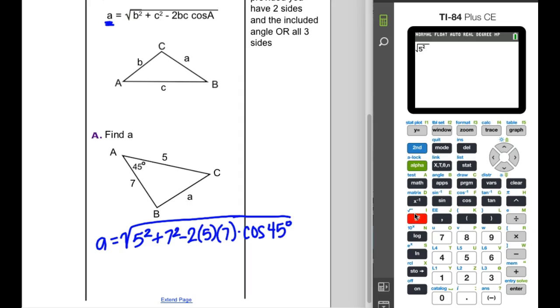So 5 squared plus 7 squared minus 2 times 5 times 7 times the cosine of 45 degrees, and we hit enter. The side length A, which is a lot shorter than yesterday because you just stuff it in the formula and you're done, is 4.95. I'm going to just leave it as 4.95. You can round to the nearest tenth if you feel the need to, but otherwise just leave it as 4.95, otherwise it'll round to 5.